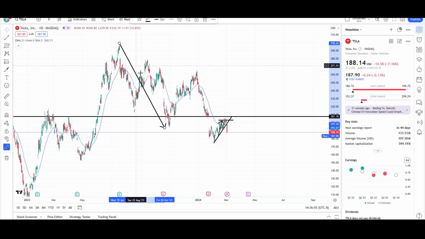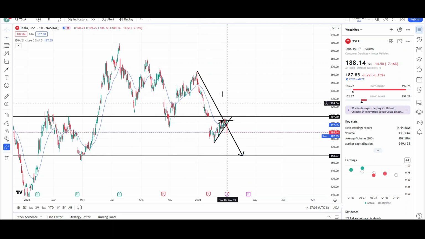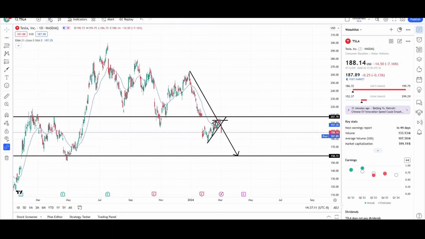So that tells me we could be making a larger leg, and a larger leg would take price right to that 159, 160 level that I've been calling for a while now. So it's probably going to get there sometime later this month or sometime early next month. So again, it looks like it's trending down lower, and I still see more weakness for Tesla.